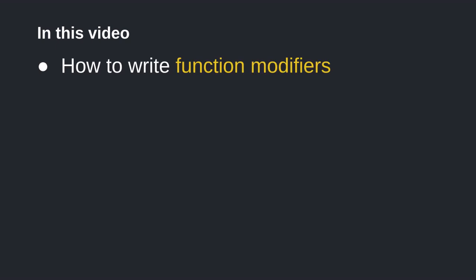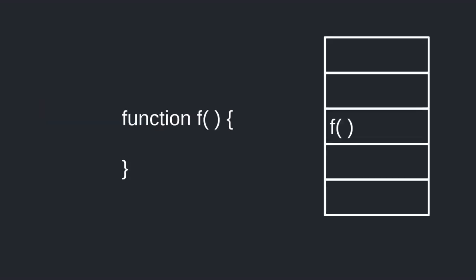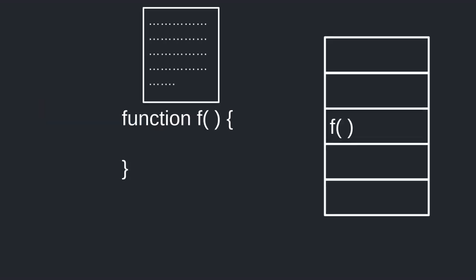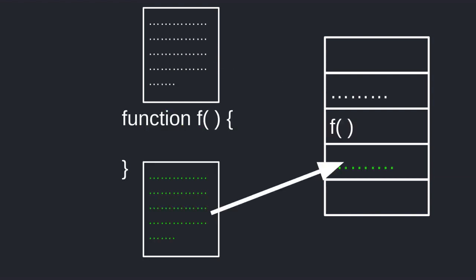What are function modifiers? In this video, I'm going to explain what function modifiers are, show you how to write a function modifier, and explain why they are useful. Function modifiers are reusable code that can be attached to a function. This reusable code can be executed before and/or after the function is executed.